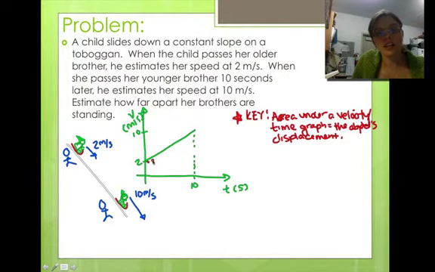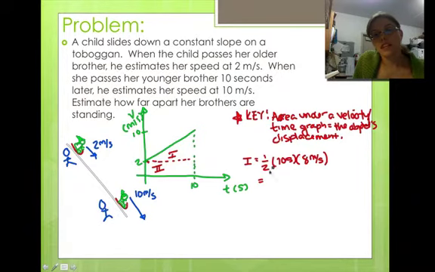Okay, so in this case, you can either know the area of a trapezoid off the top of your head, or I like to do triangles or rectangles, so I break it up into 2 areas. So area 1 is a triangle, so it's 1/2 base, which I'll call 10 seconds, times the height, which is from 2 meters per second to 10 meters per second, so that's 8 meters per second.